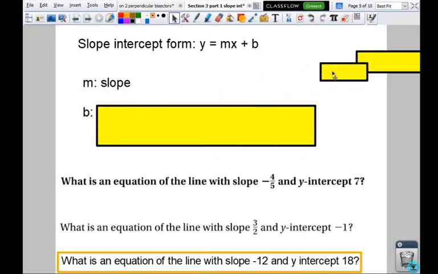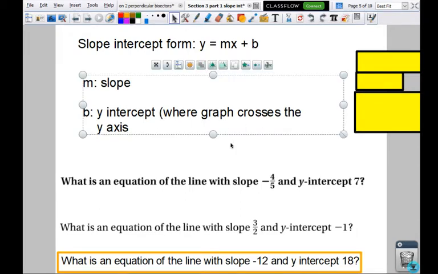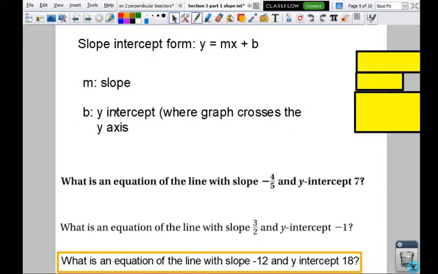M is our slope. B is our y-intercept, or where our graph crosses the y-axis. So, when we do slope-intercept, the only thing that is going to change is m is going to have a number, and b is going to have a number. Y and x, we might fill in, but if we're just making our formula, we just leave it as y and x. We don't do anything with it. Most of the time. We will a little bit today, but not a whole lot.